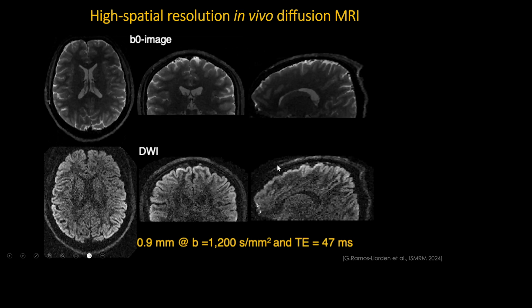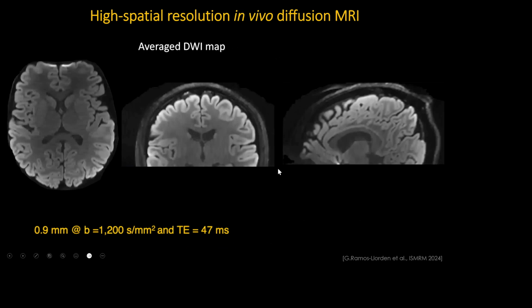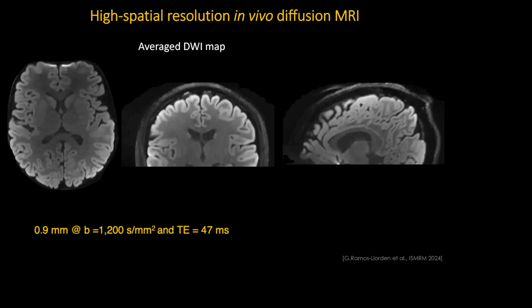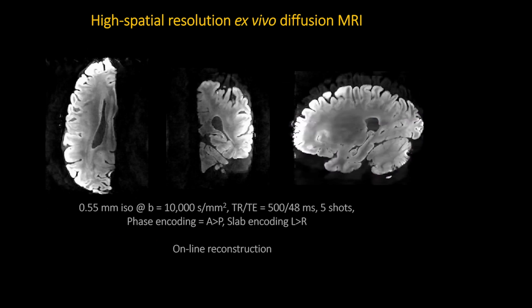But yes, I think we've been able to obtain very robust results with high spatial resolution in vivo diffusion MRI using concurrent field monitoring. This is done at 0.9 millimeters isotropic with a b-value of 1200, TE of 47 milliseconds, and this is the average DWI map. So we're now tackling the problem of ex vivo diffusion MRI with whole brain.